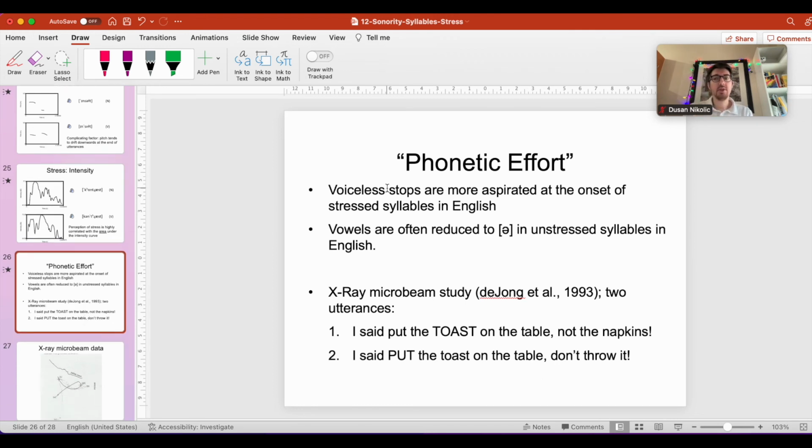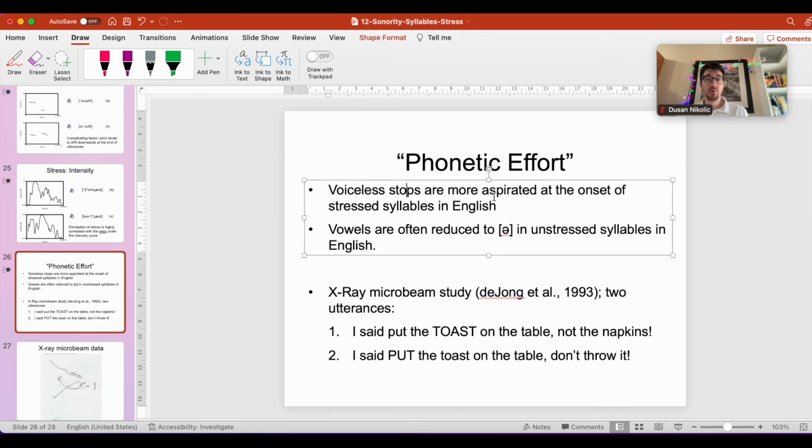As I said, there is a general phonetic effort that is incorporated in producing stressed syllables. For example, voiceless stops are more aspirated at the onset of stressed syllables in English. Vowels are often reduced to schwa in unstressed syllables. And we have certain phonetic effort that causes these to be the case, right? So we want to say tank, right? We are stressing this syllable, there is a little bit of air coming out of our mouth, and we get aspirated stops. When we are not stressing the syllables, we get schwa, right?